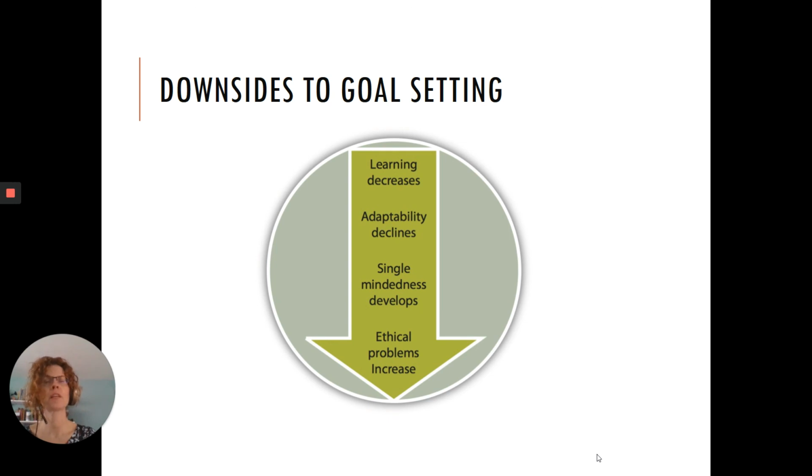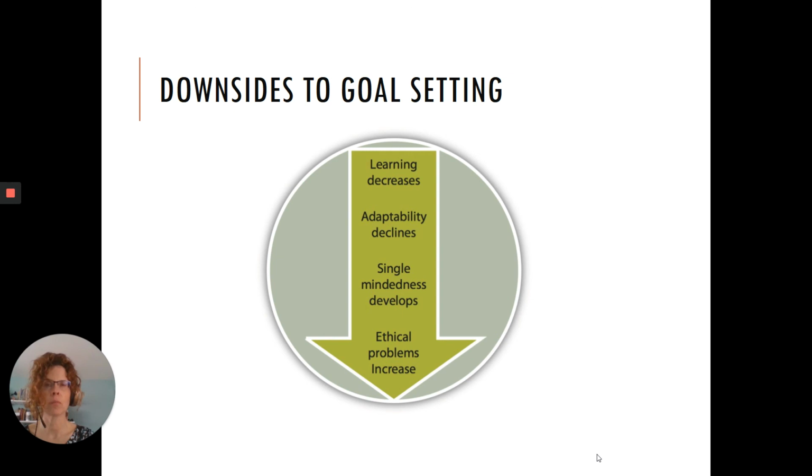Potential downsides, especially in organizational settings: when one sets a very specific, measurable, aggressive, realistic, and time-bound goal, one's learning can decrease because one becomes so focused. That's the third thing that's mentioned. Single-mindedness develops, where we sort of lose sight of all the other things that matter. We get so zeroed in on trying to accomplish that goal that our adaptability can decline. Our adaptability meaning our ability to switch it up, to flex, to respond to whatever happens to be going on in our lives outside of that goal.